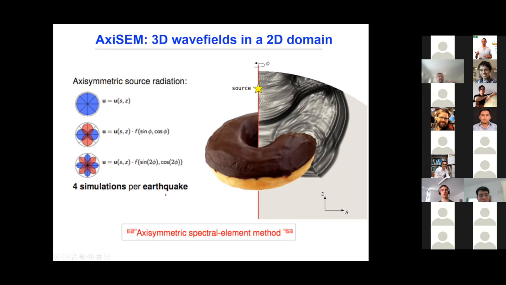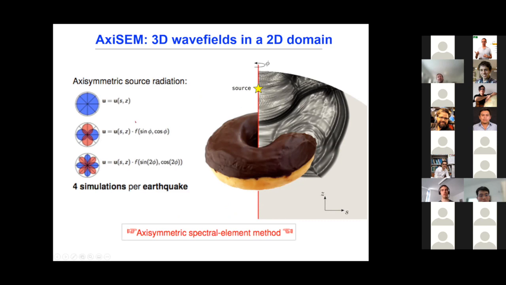Here is the essence. I really tried to limit it to the very basics. Essentially, when you have axisymmetry, what that means is you put your source along this axis, and your domain is rotationally invariant around this axis. So if you take this D-shaped domain, you rotate it, and everything is identical. In other words, you have this donut shape. Whenever you have an anomaly here, it takes up this donut shape.